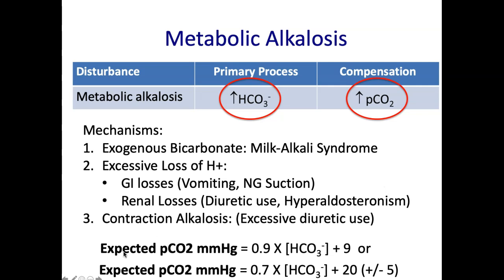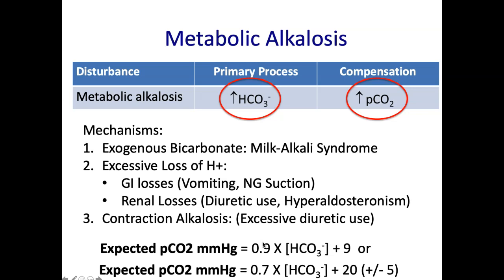There are two equations for this. Basically, what is the expected PCO2 given the serum bicarbonate? So there's two published equations. One is 0.9 times the bicarbonate plus 9. The other one is 0.7 times the bicarbonate plus 20, plus or minus 5. And this has a pretty wide wiggle room range. And there are two equations here. It is hard to remember this one.